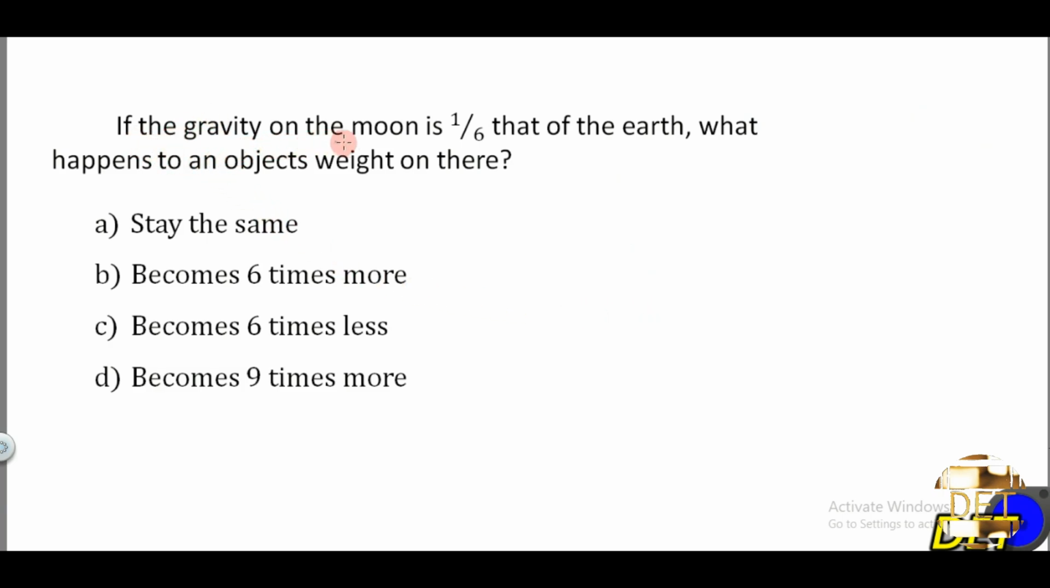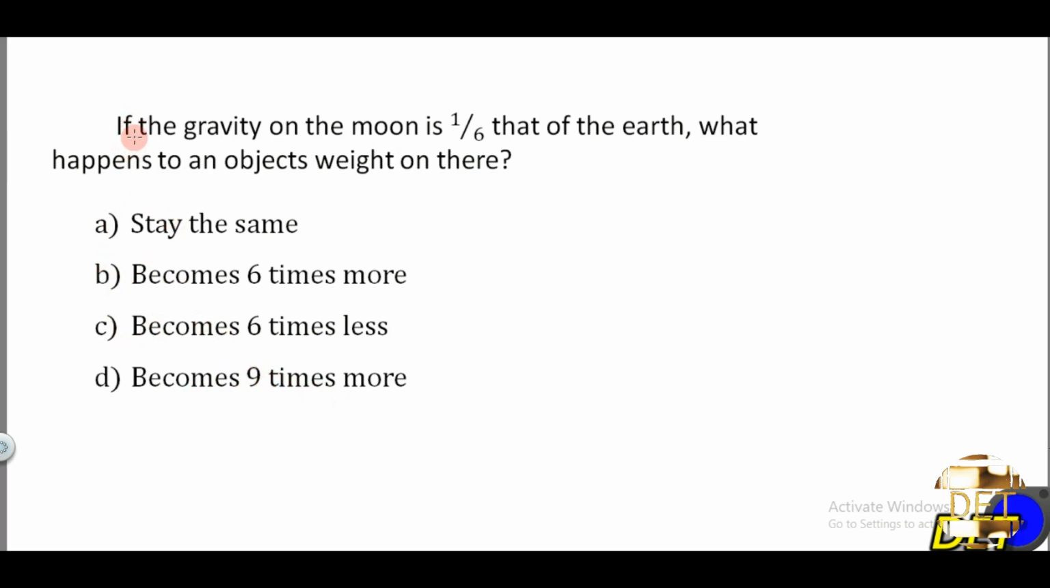If the gravity on the moon is 1/6 that of the earth, what happens to an object's weight on there? So A stays the same, B becomes 6 times more, C becomes 6 times less, then D becomes 9 times more. So what's the answer to this question?